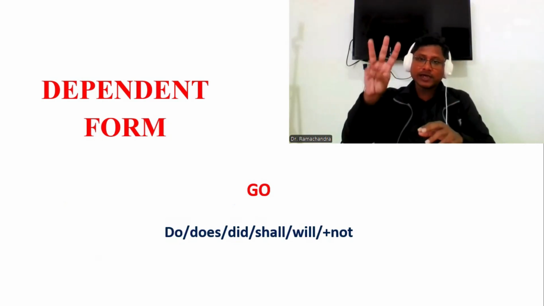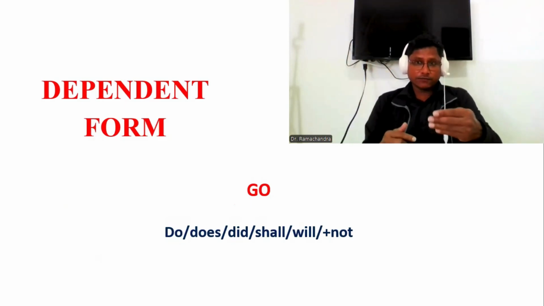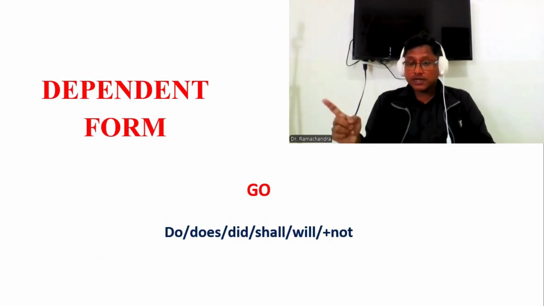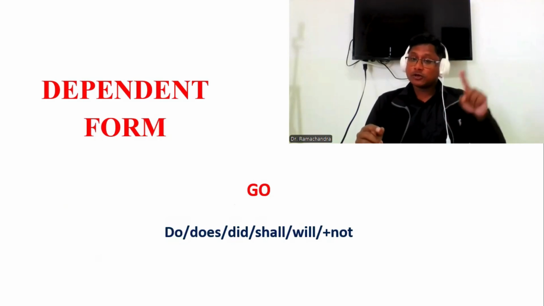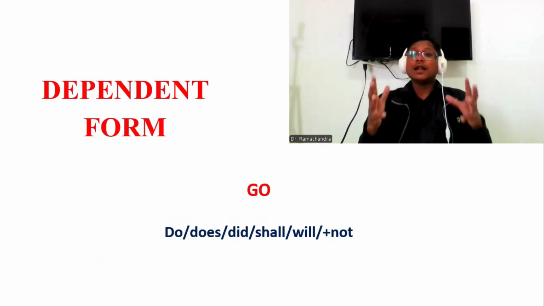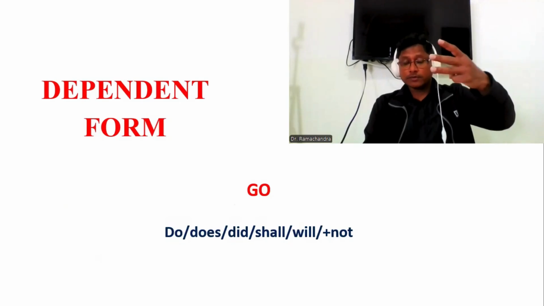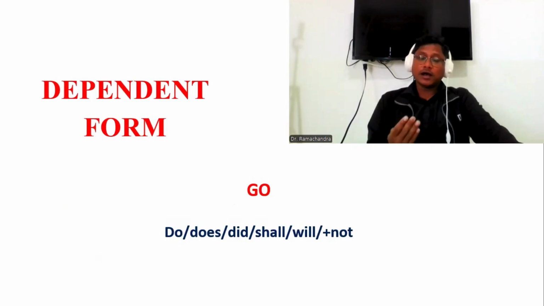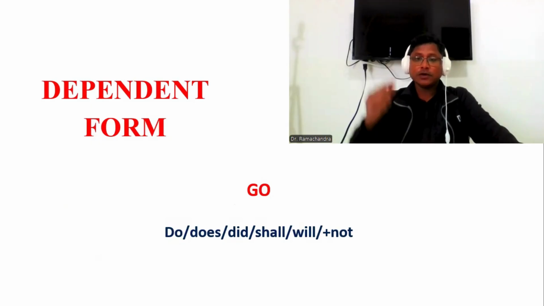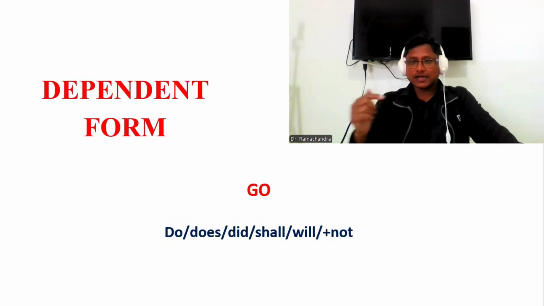Because the first 3 forms have both meaning and time, but these 4 forms have only meaning but not time. For getting time, for giving complete and absolute meaning, they depend on helping verbs. That's why the first 3 forms are independent forms in English, and the next 4 forms are dependent forms in English. So go, goes, went, going, gone, to go, and go.